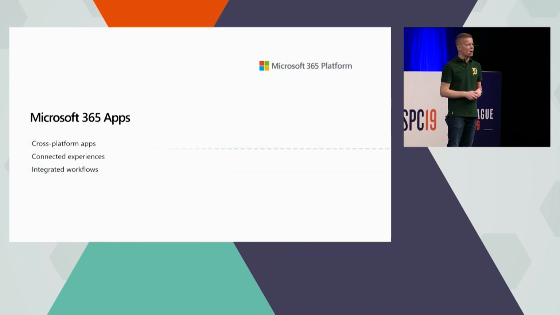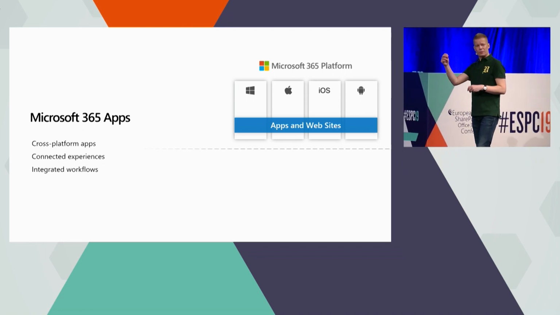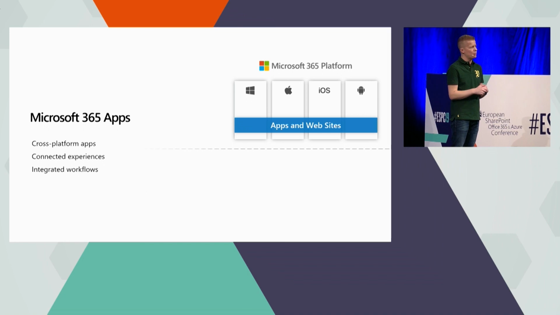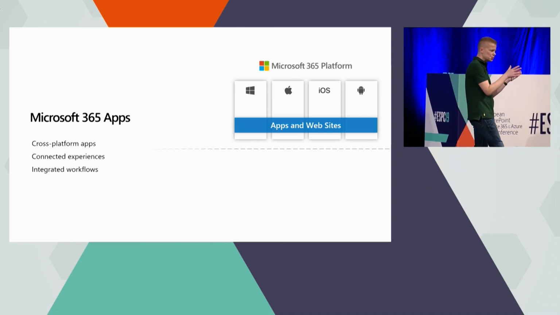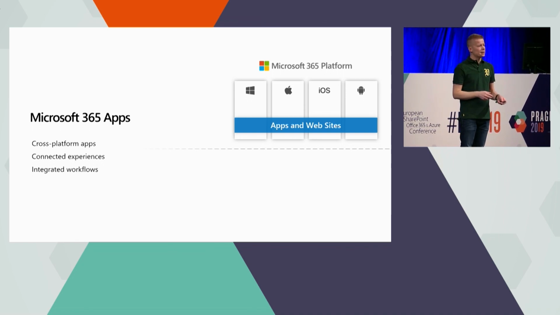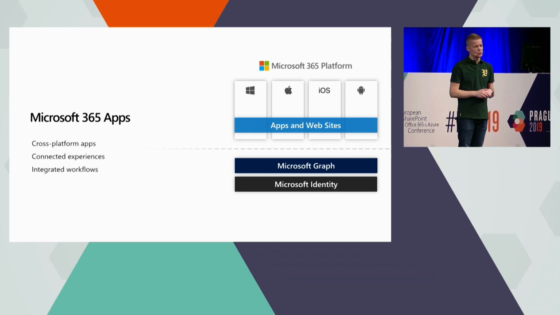If you think about this from an architectural perspective, the Microsoft 365 application is a cross-platform application. So you build your experiences, and it will work across Windows, iOS, Android. That's really the direction where we're heading. No longer do you need to choose the operating system where you want to expose your application. And then at the same time, under the hood, we have the Microsoft Graph giving you access to different services, and then Microsoft Identity behind the scenes, making the whole access to the relevant data as easy as possible.